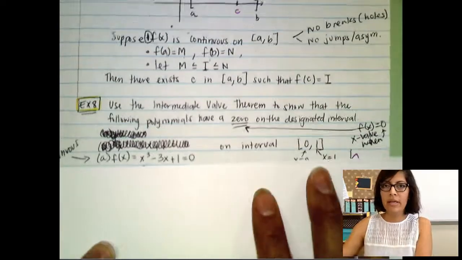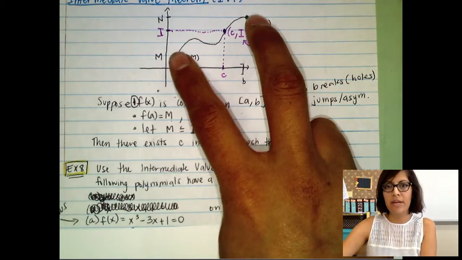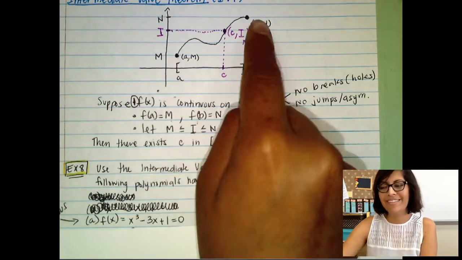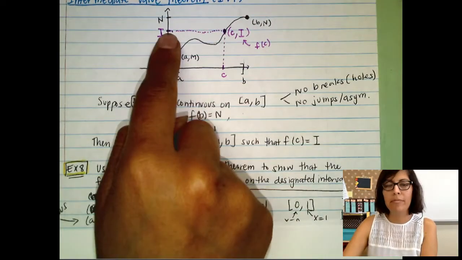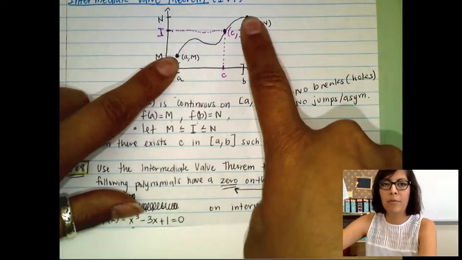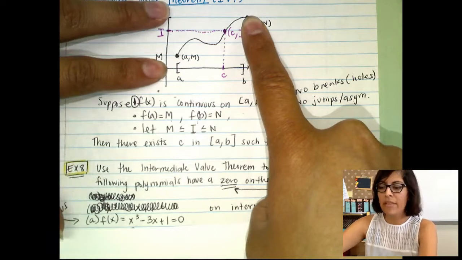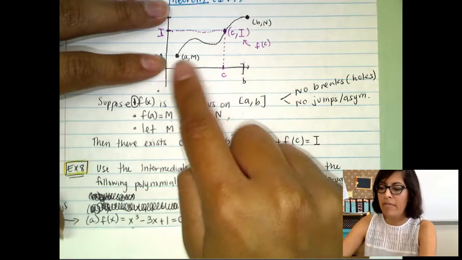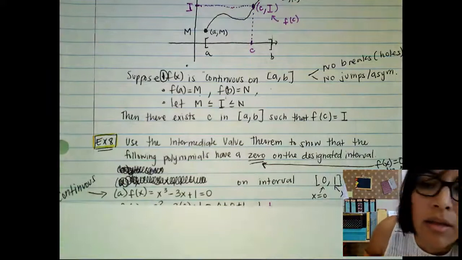So first we need to get these endpoints, so we're going to look at these endpoints. Our y value is 0. So we're going to see if these two endpoints have y values where one is a little bit bigger than 0 and one is a little bit smaller than 0. Then we know that as it goes from the right to the left, it has to pass by 0.